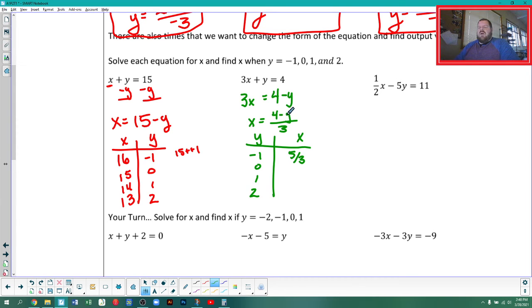4 minus 0 is 4, divided by 3 is going to be 4/3. 4 minus 1 is going to be 3. 3 divided by 3 is 1. 4 minus 2 is going to be 2, divided by 3 is 2/3. So that's what we get on those ones.